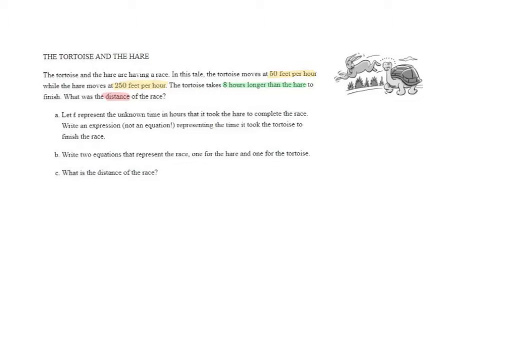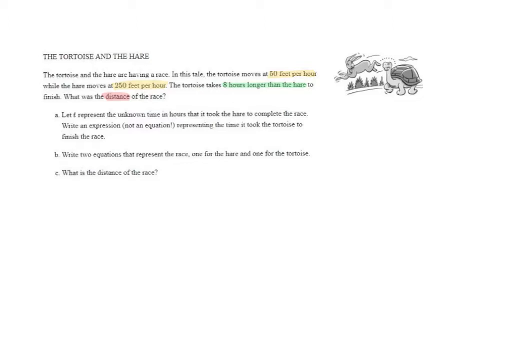Part A. Let T represent the unknown time in hours that it took the hare to complete the race. Write an expression, not an equation, representing the time it took the tortoise to finish the race.